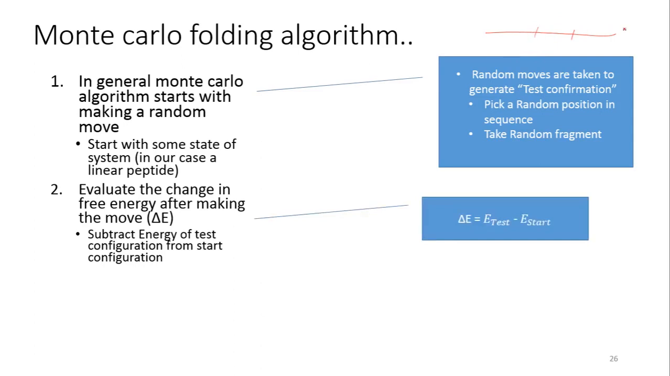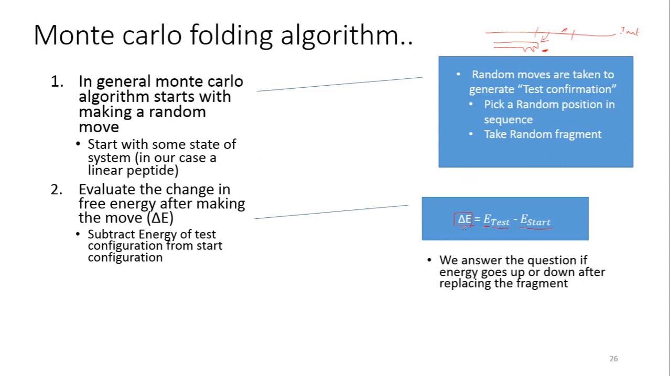So if this is the initial configuration, and after taking the random move you end up with something like this, we subtract the energy present in the test configuration from the starting configuration, and in this way we calculate what is called delta E. In such a way, we evaluate the change in free energy after making this particular random move, by subtracting the energy of the test configuration from the starting configuration.